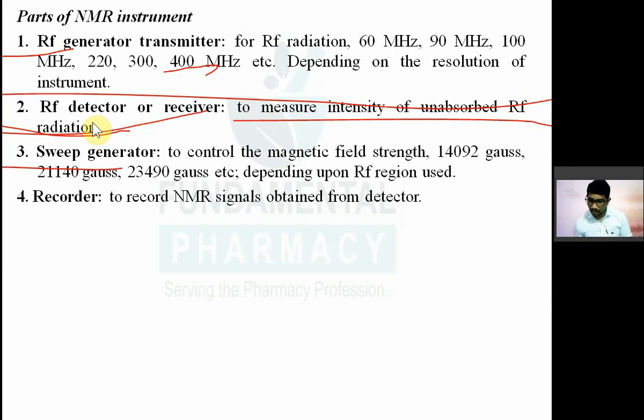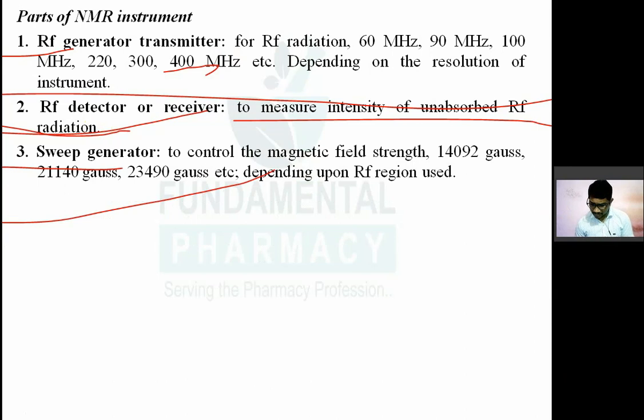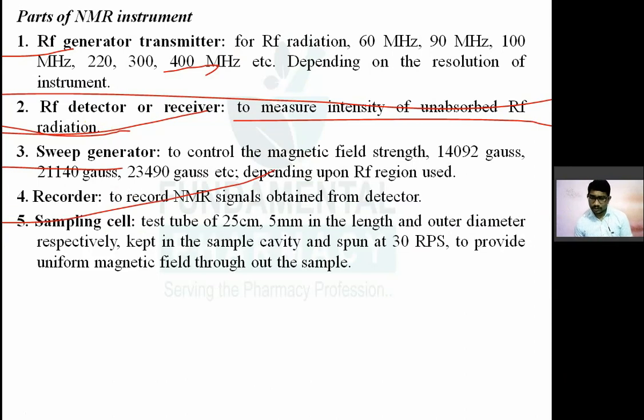Now recorder, to record the NMR spectra, to that sampling cell. So sampling cell, they are made up of glass. Okay, and they are 25 centimeter long, 5 millimeter in outer diameter. Okay, now their sample is kept in this sampling cell and it is kept in the cavity of instrument. And it is also spun, मतलब इसको भी rotate किया जाता है. तो 30 revolutions per second.